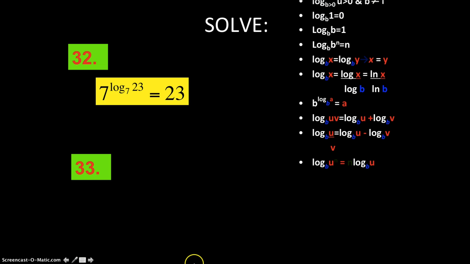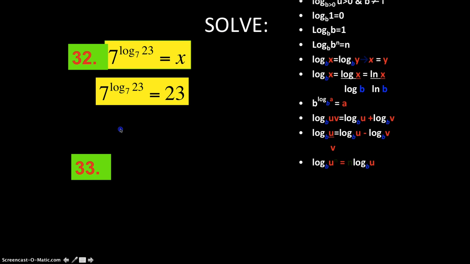Okay, the next one is an illustration of this log rule that I'm highlighting right here on the right. The b to the log base b of a is a. You'll notice that's exactly what this one is. 7 to the log base 7 of 23 is 23.